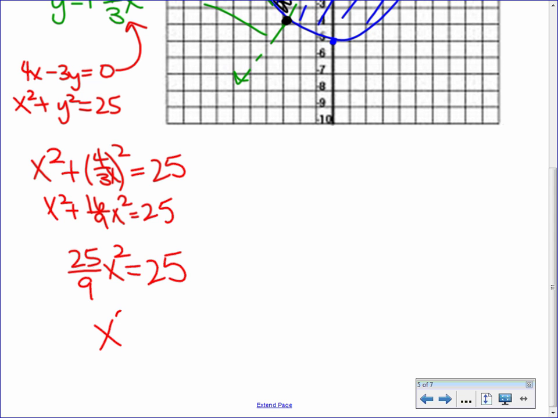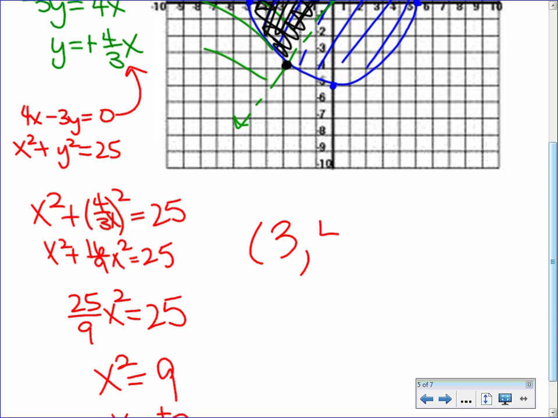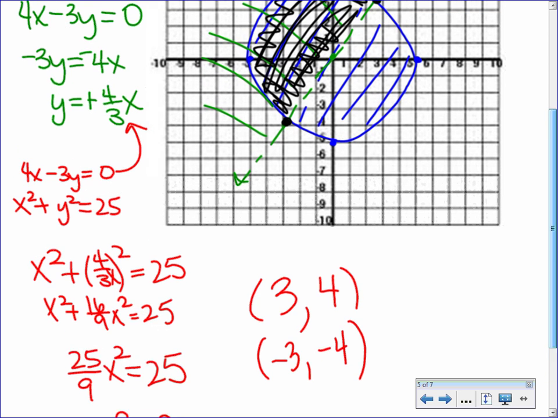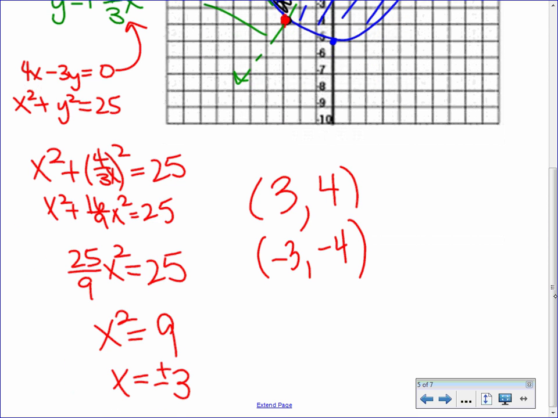Which means x squared is what? 9? X is what? Plus or minus 3. When x is positive 3, what's y? When x is negative 3, y is negative... 3, 4. Negative 3, negative 4. Those are our two vertices. That's pretty cool. When you take 25 divided by 25 ninths, multiply by the reciprocal, and we're left with 9.